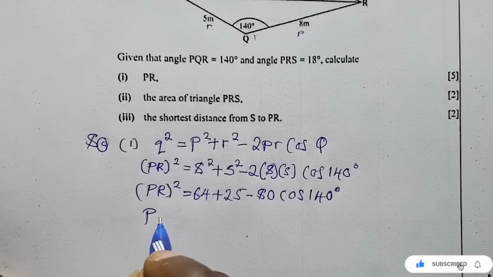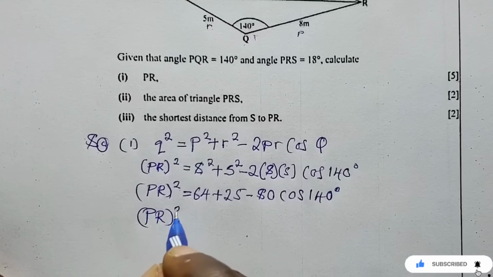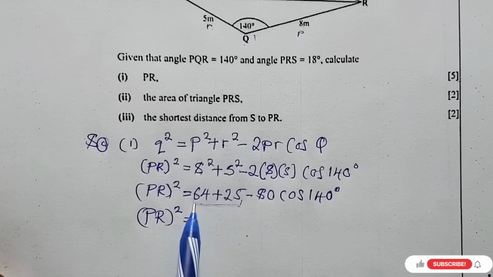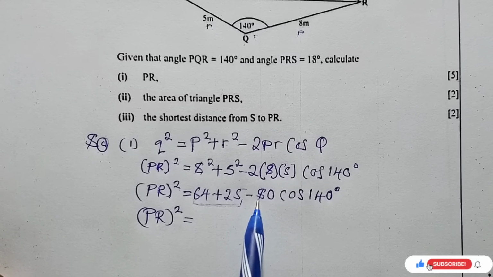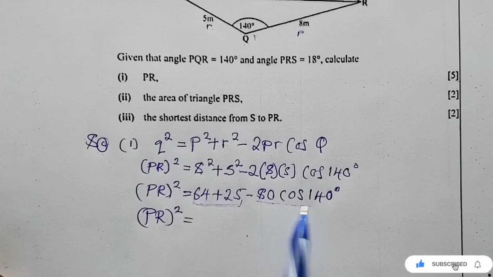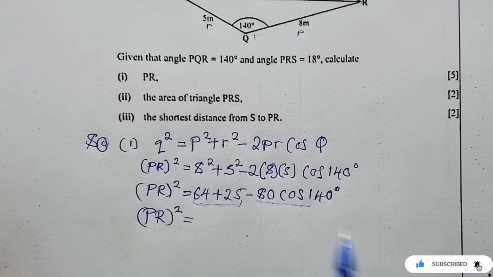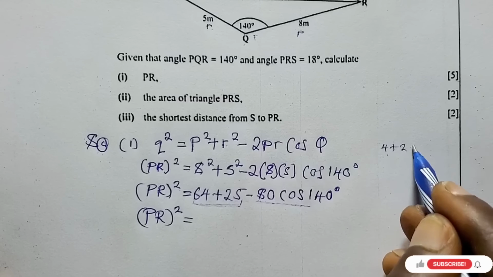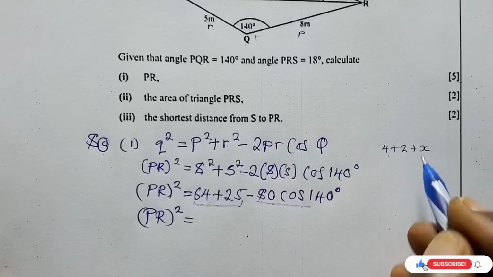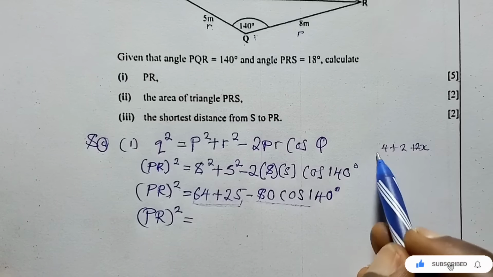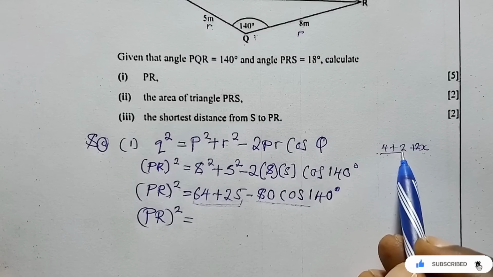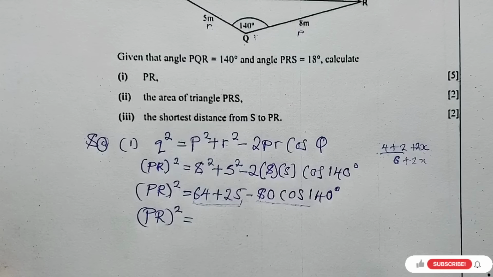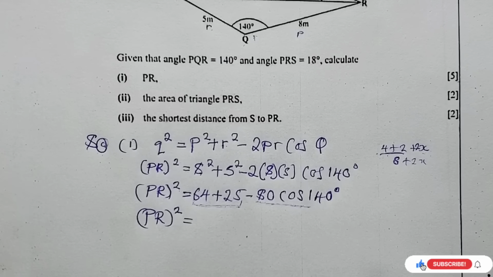The next stage, which is step 3, I will still write PR squared is equal to, now I'm going to add these two. Why not subtract this one? This is because they're not like terms. It's the same as if you have 4 plus 2 plus 2x: you can only add the like terms, and it will be 6 plus 2x. Very simple.